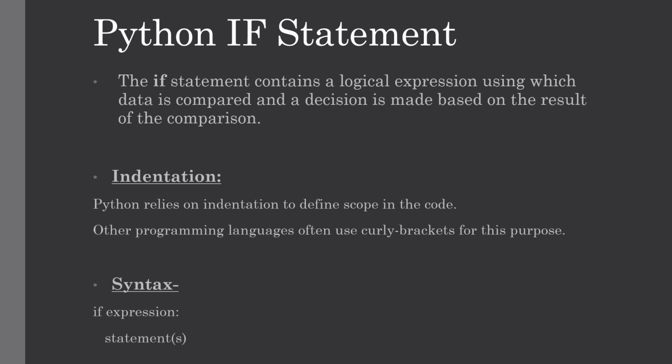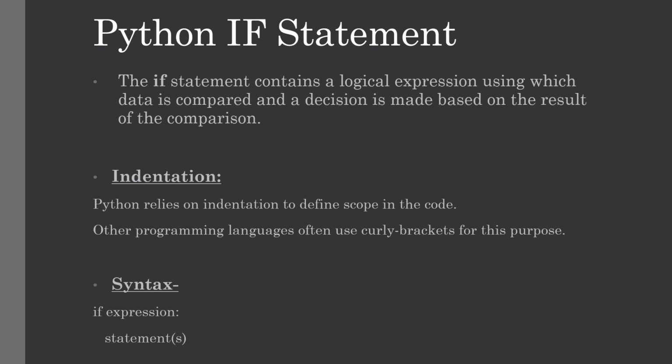Decision making is an anticipation of conditions occurring while executing the program, and specifying some actions which are taken according to the conditions. So decision structures evaluate multiple expressions which produce a true or a false value as an outcome. So you need to determine which action to take and which statement to execute if the outcome is true or false. It is similar to that of other languages.